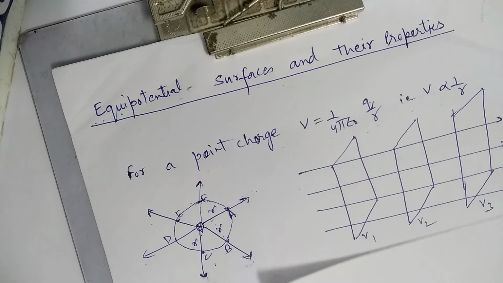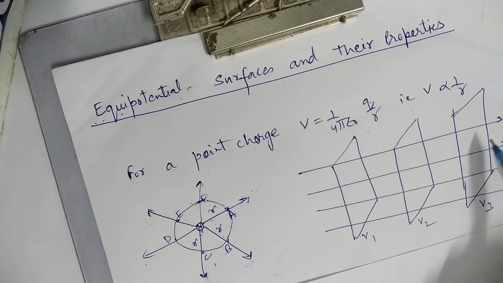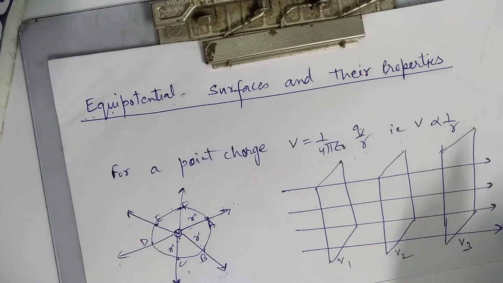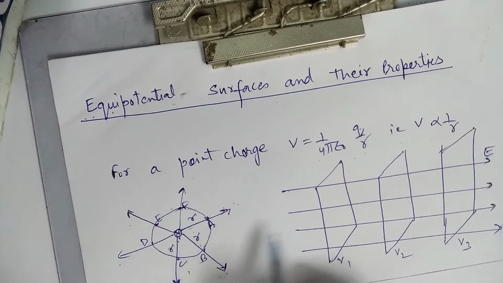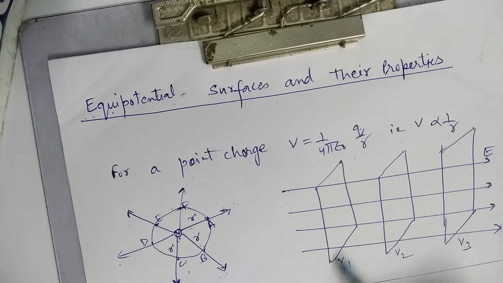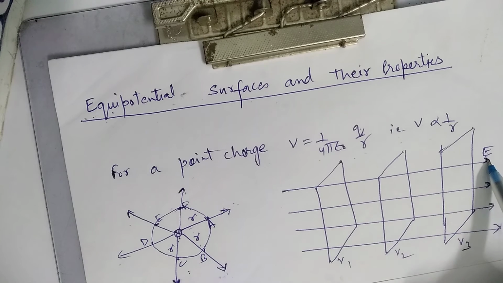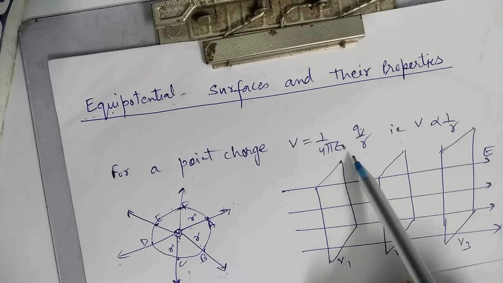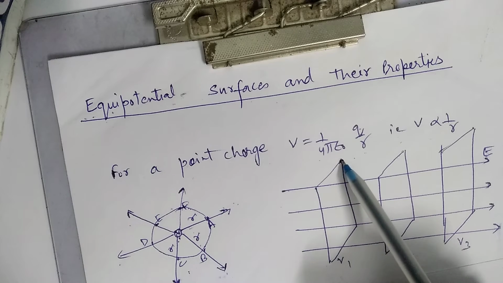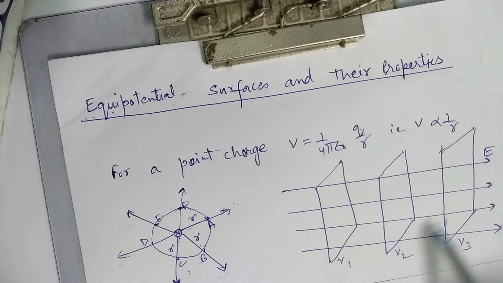Now if we consider the uniform electric field, this is a uniform electric field directed towards the right. If the electric field is directed towards the x-axis, then all the planes in the yz plane, all the surfaces in the yz plane, will be the equipotential surfaces.